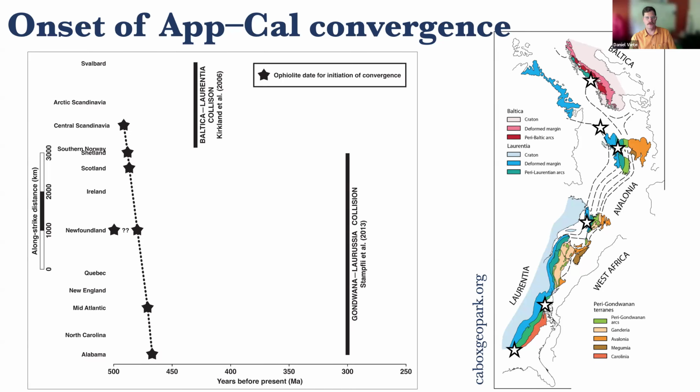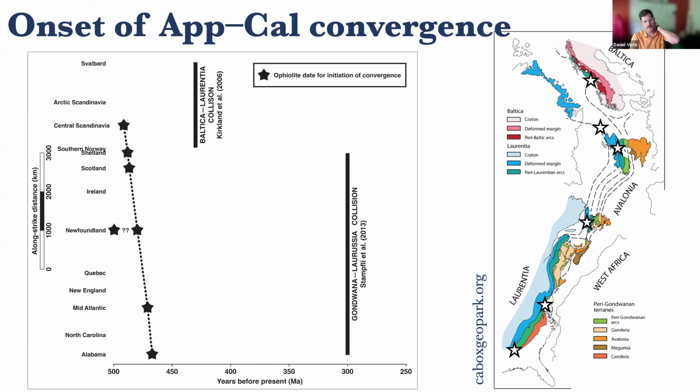So as well as that, we can place some constraints on the timing of continental collision in association with the Appalachian Caledonian system. So in Baltica, it's thought to be relatively early. This is in the Scandinavian sector. So this is collision between Baltica and Laurentia. But in the Appalachian and Scottish and Irish Caledonian section, the collision between Gondwana and Laurentia is at about 300 million years ago.